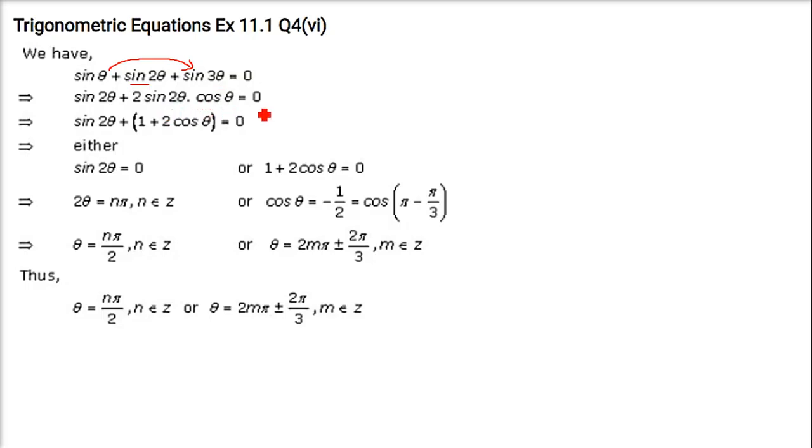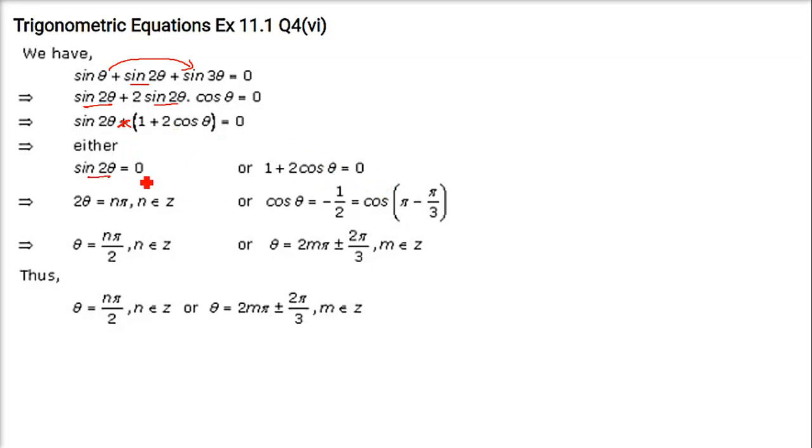This is equal to 0. Now here, 2 sine 2 theta and sine 2 theta, we are taking common. So this is multiplication. Sine 2 theta we take common. We get 1 plus 2 cos theta. So either this sine 2 theta is equal to 0 or 1 plus 2 cos theta equal to 0.